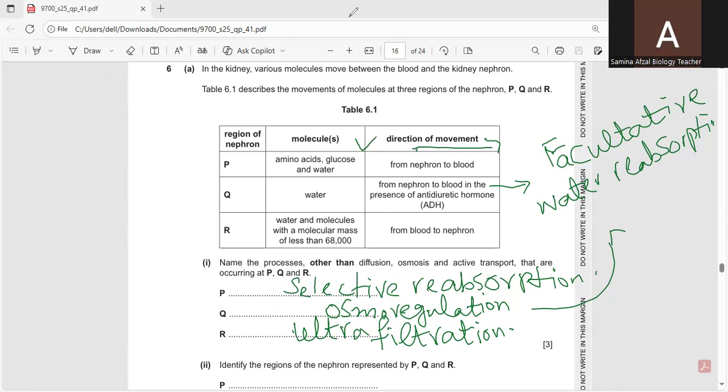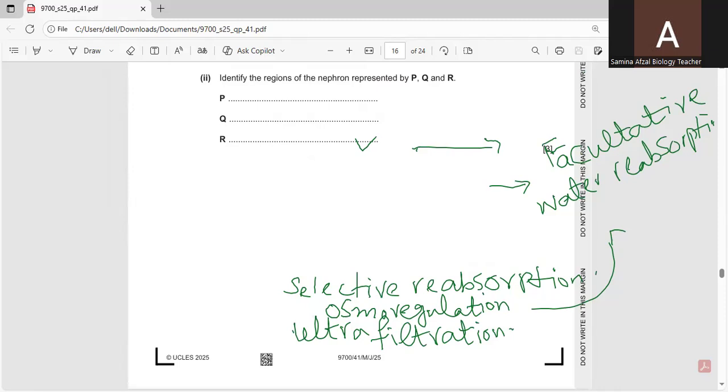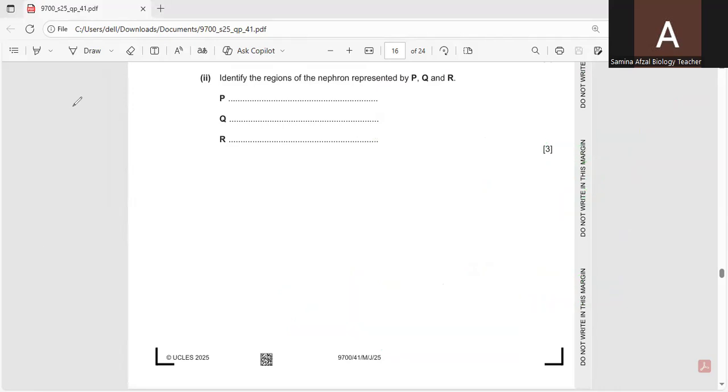Now the next question is, identify the regions of the nephron represented by P, Q, and R. For P, the absorption of the different nutrients was taking place over here. So selective reabsorption was taking place over here, a highly regulated process, which is taking place in the proximal convoluted tubule.